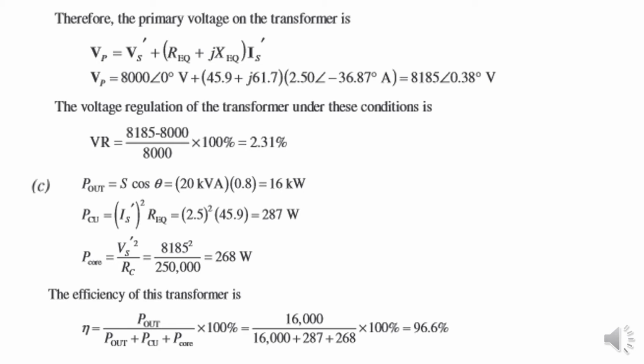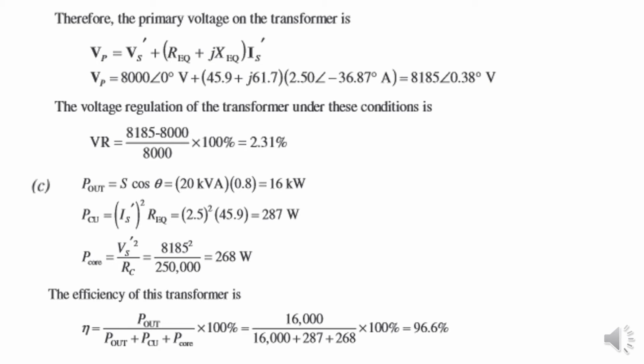So here REQ and XEQ are found by the same method that we have used previously, right? Therefore REQ is 45.9 and XEQ is 61.7. REQ here is actually RP plus A squared RS, and XEQ is XP plus A squared XS.